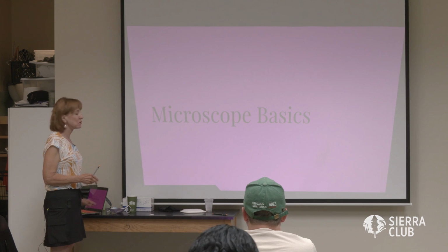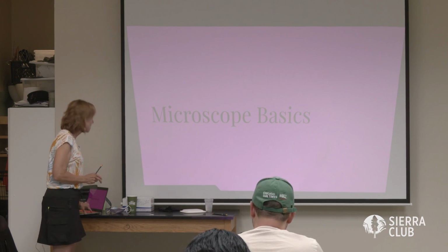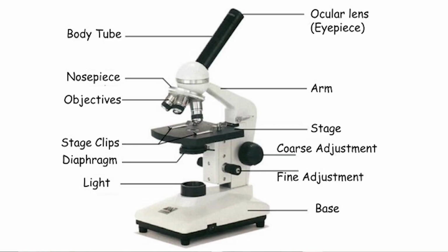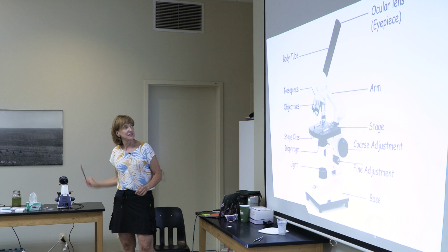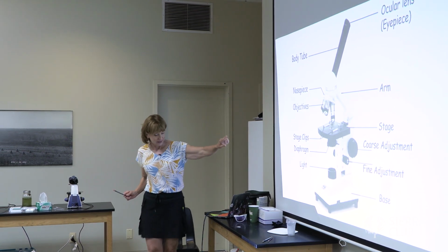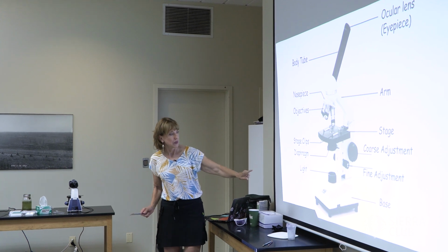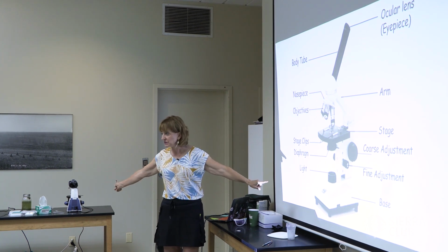Microscope basics. Getting down to the microscopes. I borrowed this from a high school biology teacher. Here's your microscope: ocular lens, nose piece, objectives, arm, stage. I've got the lights on. You don't have to worry about that.